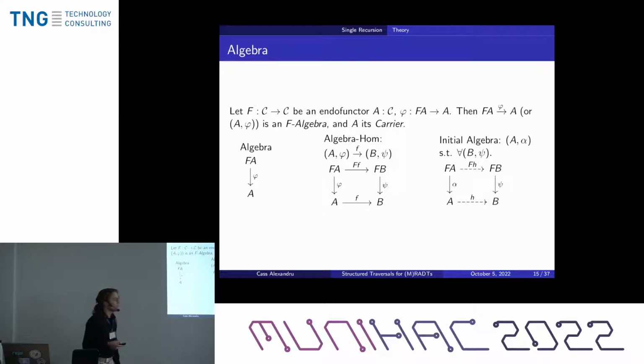Okay, now I will introduce the biggest, the most crucial notion of the talk, and that is algebras. So if I have an endofunctor F in a category C and an object A in C, and I have a morphism that goes from F of A, the image under the functor of A, back to that object A, then this construct is called an algebra, and the object A is called the carrier of the algebra.